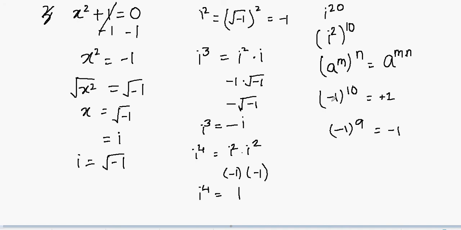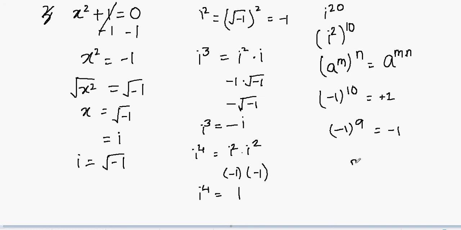And whenever you have a negative number and an even power, you always get a positive number. Now, I can show you a simple way to do it. This is also a way, but I can show you a simpler way. So if you have i to the power 20, you only take the power.